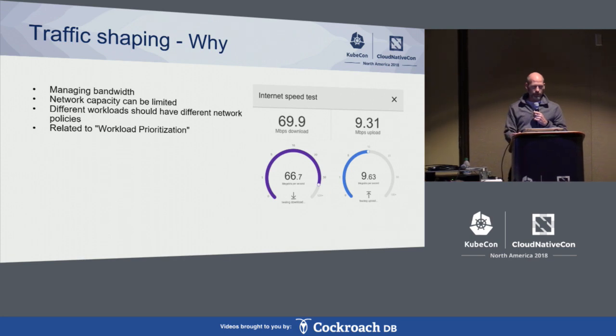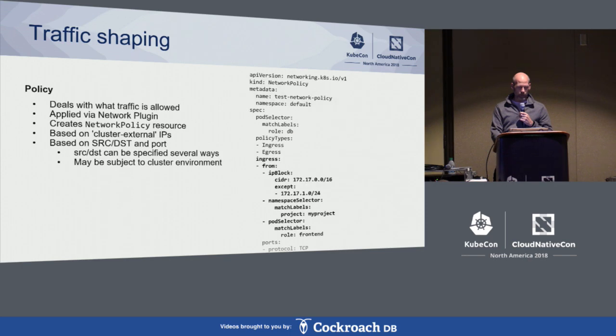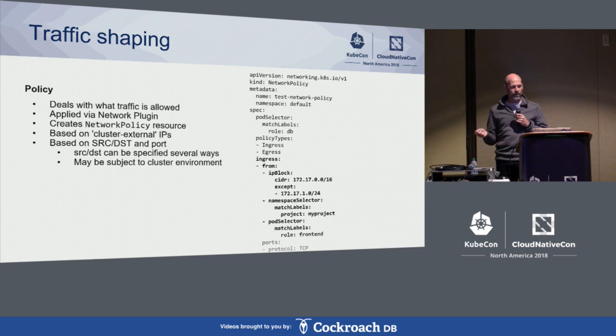So there's two parts of this. One is policies and one is related to bandwidth. Policy really deals with permissions. Policy deals with what traffic is allowed. This is also important in the edge. If you want to restrict certain data types from ever egressing from the cluster, you would want to use network policy. Again, it's applied via a network plugin in Kubernetes. It's based on the network external APIs, meaning, since pods can move around, you're not going to use pod level IPs. You'd always reference the cluster external APIs.